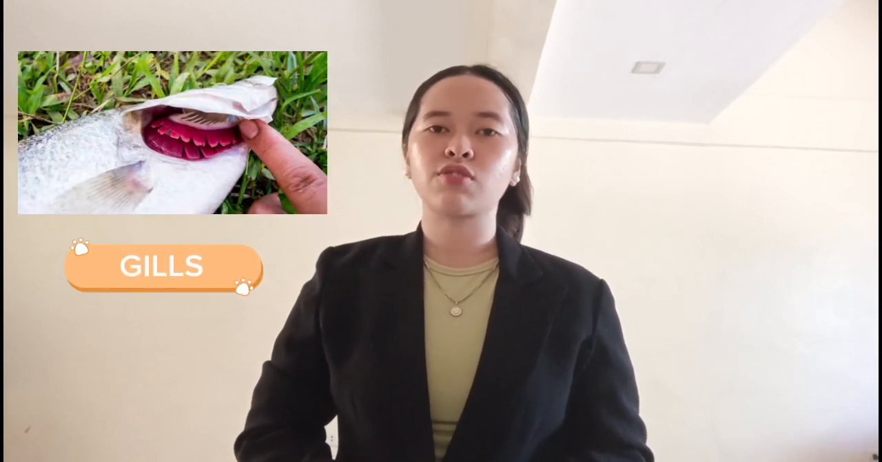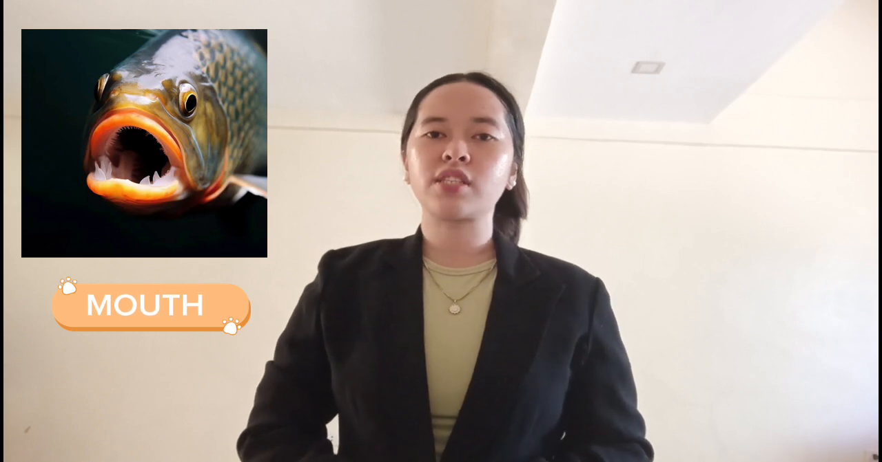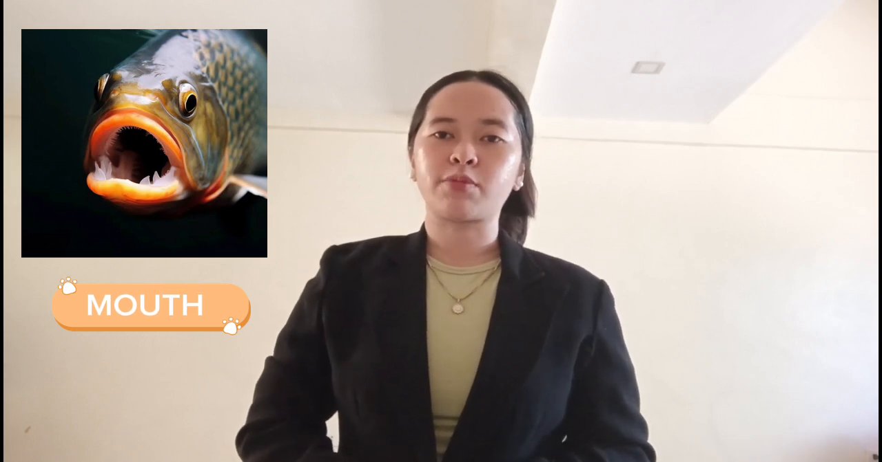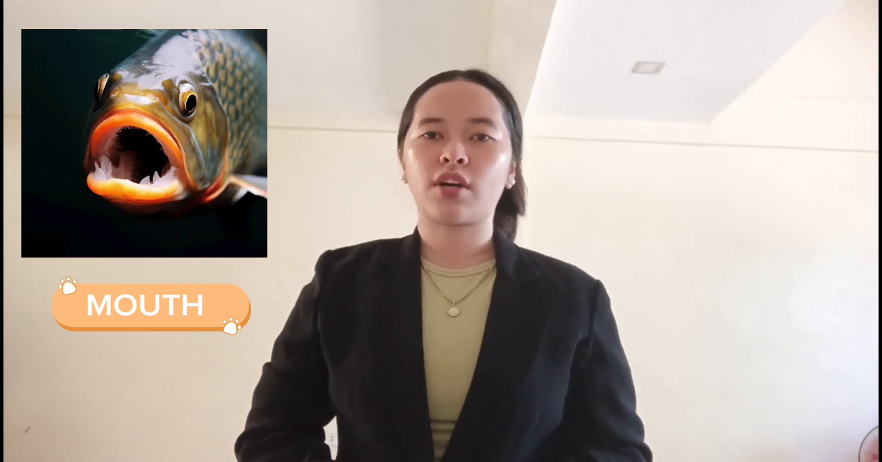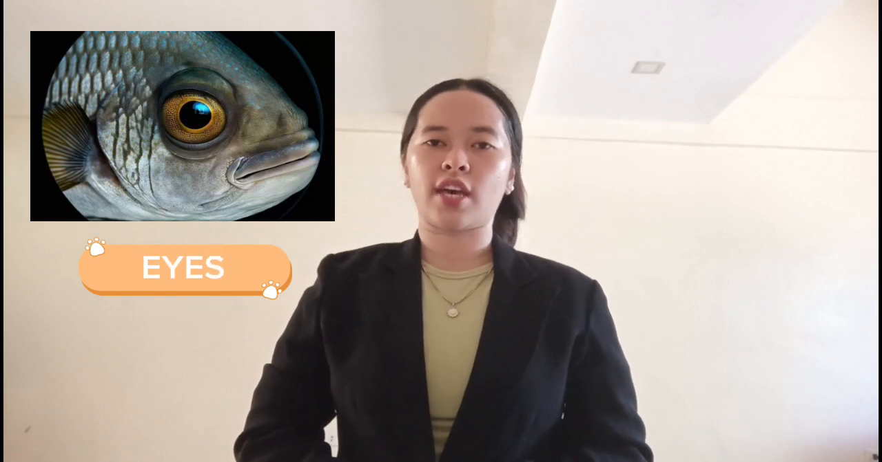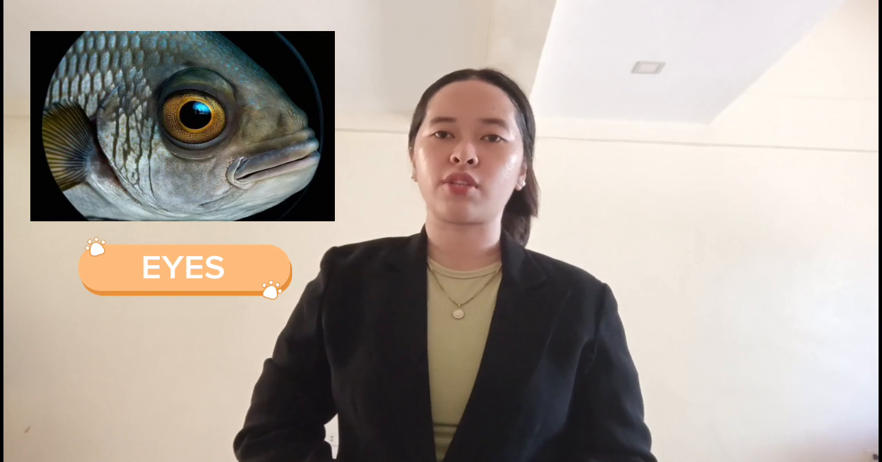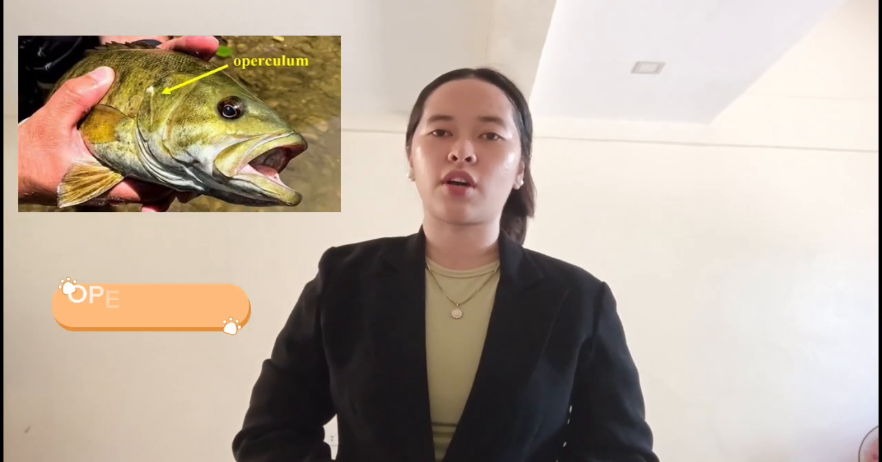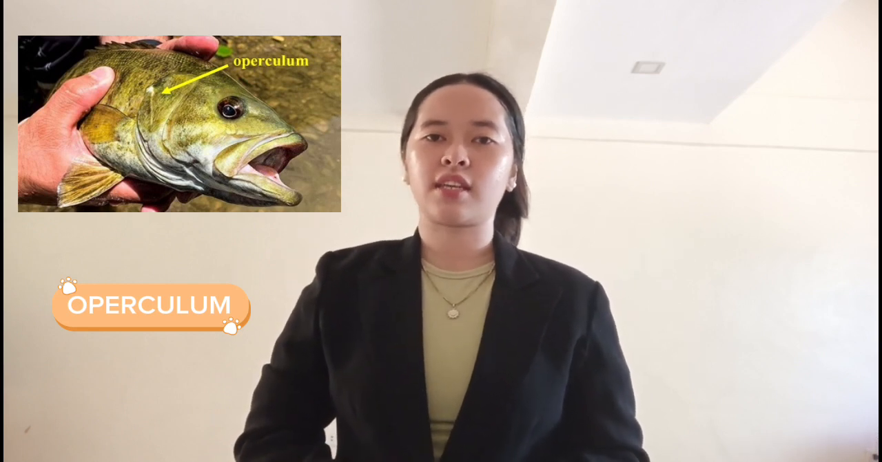Gills are responsible for extracting oxygen from the water and removing carbon dioxide. The mouth is used for feeding and capturing prey. The shape and size of the mouth can vary based on the fish's diet. Next are the eyes. The function of the eyes is to help the fish see and locate food, predators, and potential mates. Next is the upper column, or the gill cover. It protects the gills and assists in the process of extracting oxygen from the water.